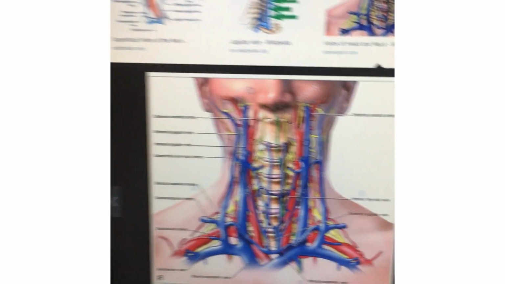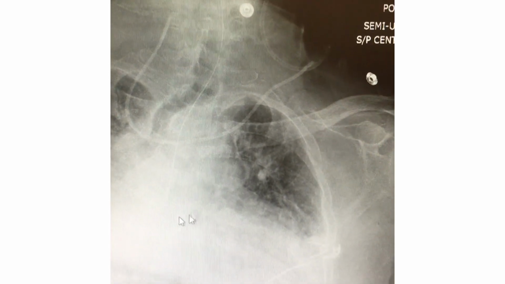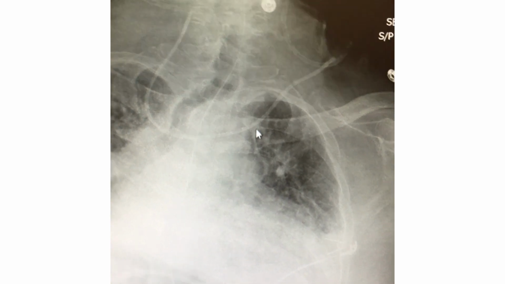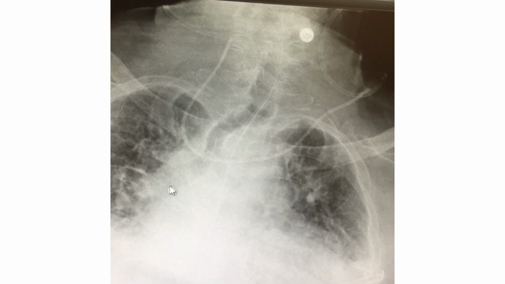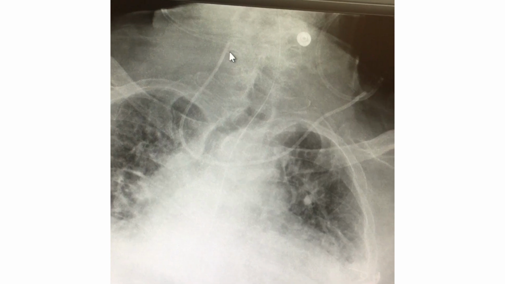So let's take a look at the X-ray one more time. And as you can see, this is the left internal jugular vein, and it courses, and it's supposed to go into the superior vena cava. However, in this case, it went up to the right internal jugular vein.